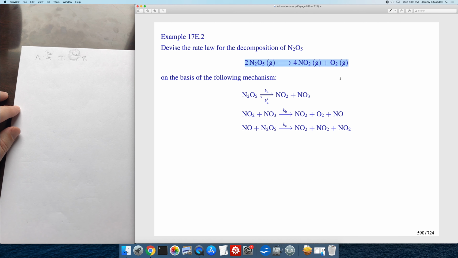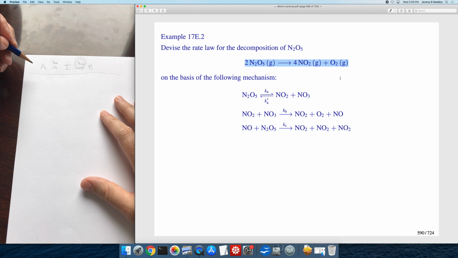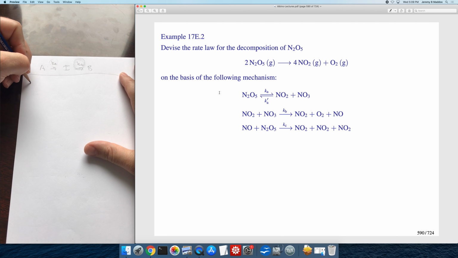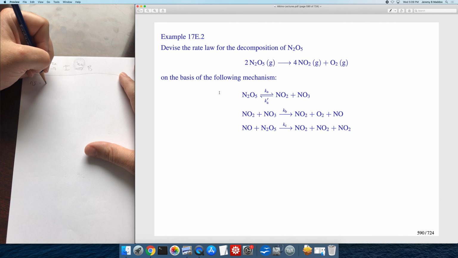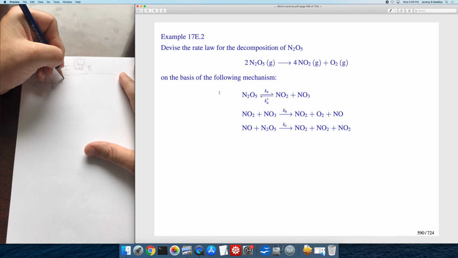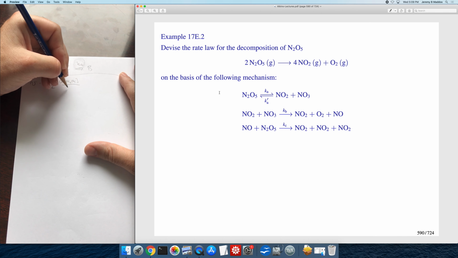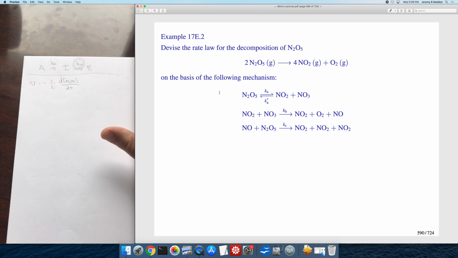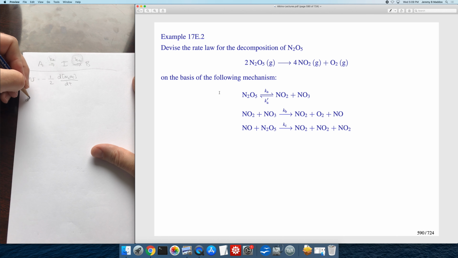In any case, what are we being asked to do here? We're being asked to derive the rate law for this given mechanism down below. And so we're going to derive the rate of the reaction in terms of the consumption of the reactant. So it should be minus 1/2 d[N2O5]/dt. What we're going to focus on is constructing this time derivative here. So what terms contribute to this time derivative?